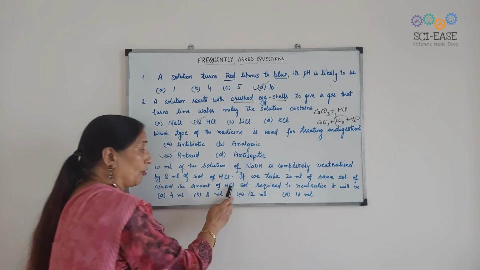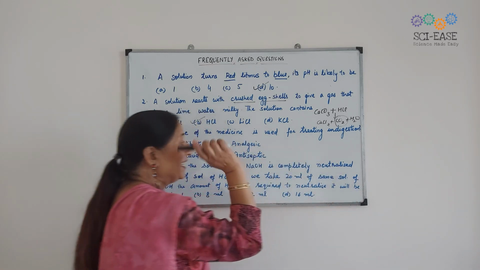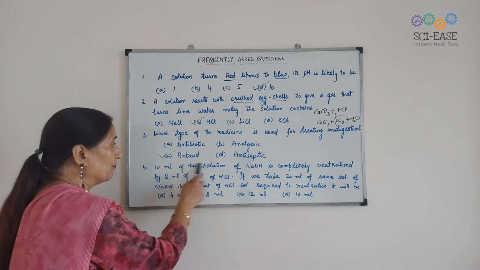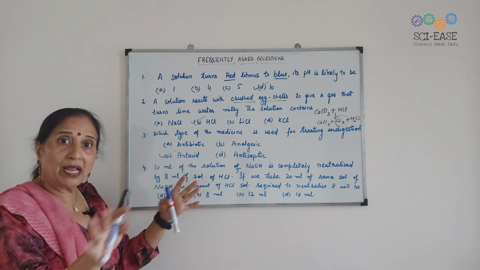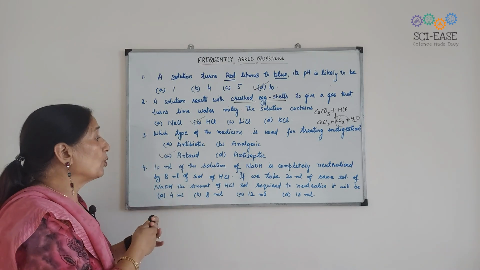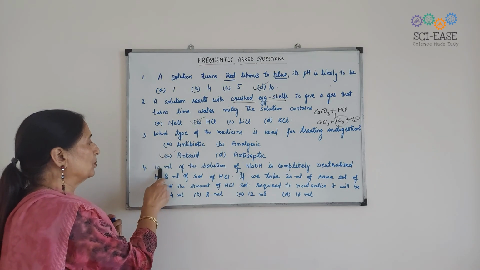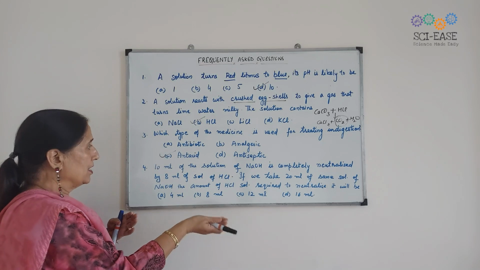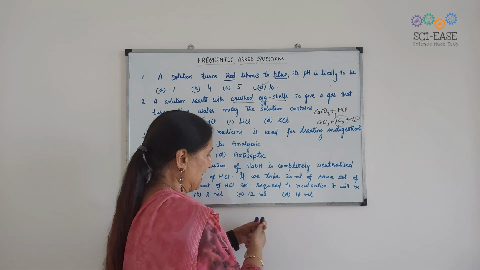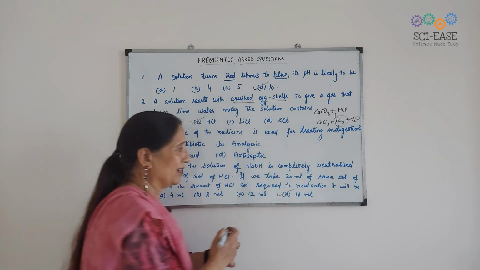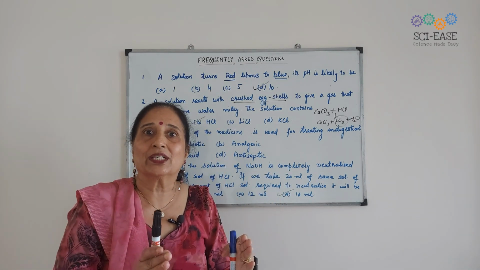The amount of HCl solution required to neutralize it will be, HCl again from the solution which we have prepared, having the same dilution, everything. So what amount? This is double. Instead of 10, we have taken 20, and it is 8. So the answer will be 16 ml. So you are to solve these questions.